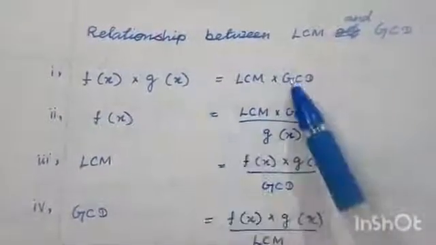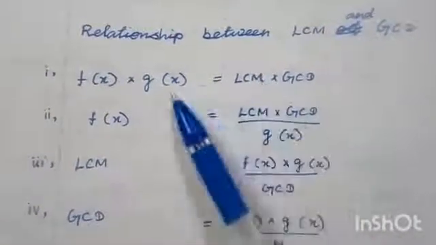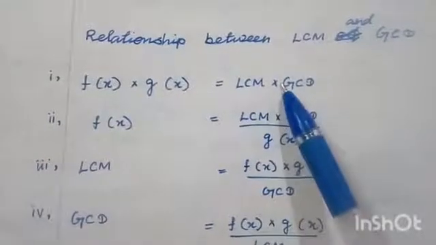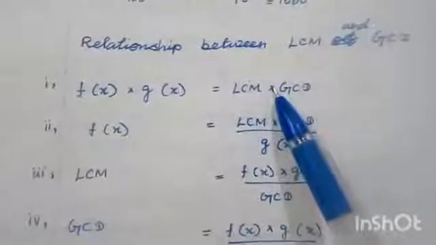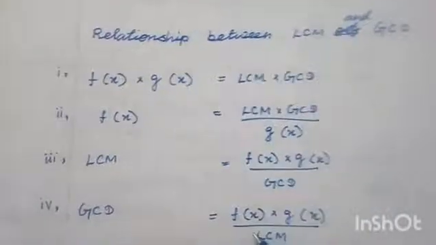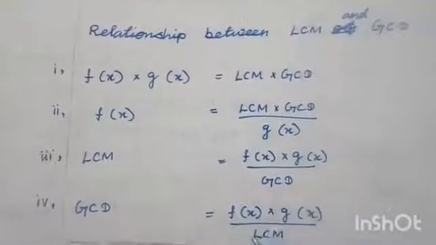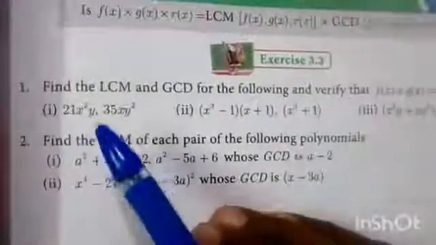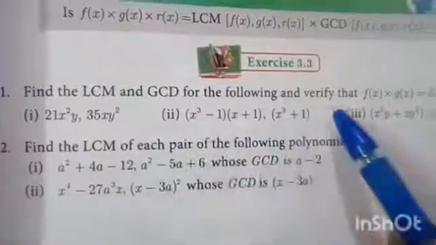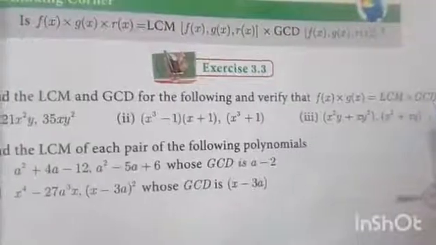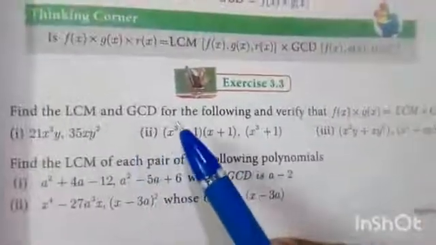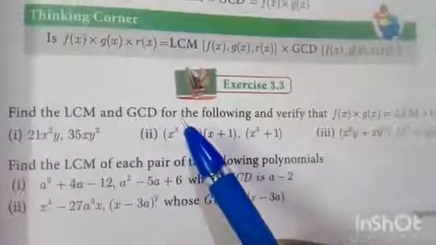It is not like a formula, it is a basic definition of the relationship between LCM and GCD. Using that basic definition, we have to derive these three. So it is useful for the following problems. Exercise 3.3, first problem: find the LCM and GCD for the following and verify that f(x) into g(x) is equal to LCM into GCD. We want to find LCM and GCD, then we have to check f(x) into g(x) is equal to LCM into GCD.